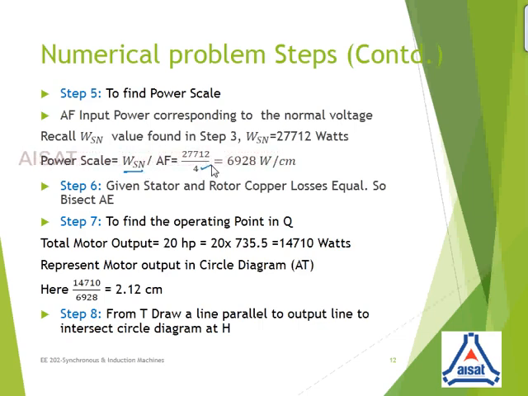WSN already we have computed. It has 27,712 watts. So in effect the power scale will come as 6928 watts per centimeter.